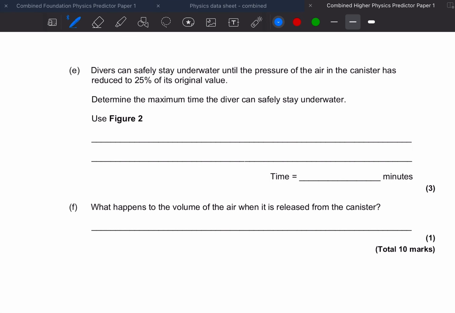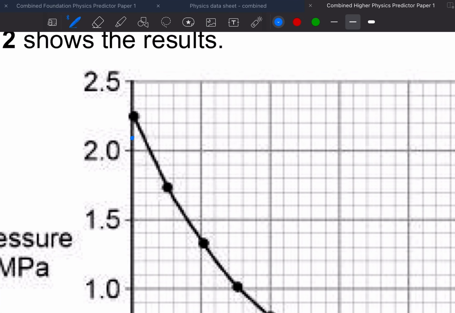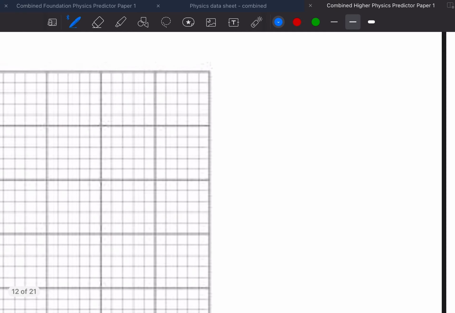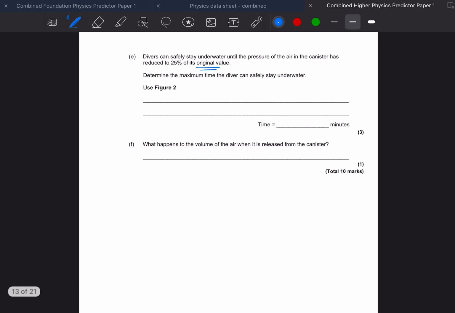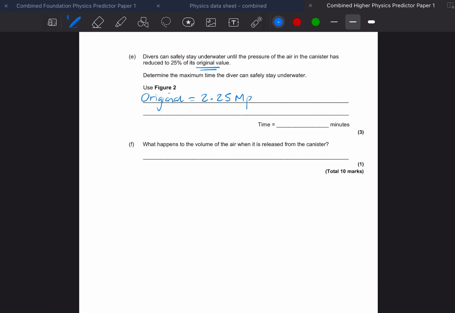Divers can safely stay underwater until the pressure of the air canister has reduced by 25% of its original value. Let's find out what the original value was. The original value was there, so that's 1, 2.5 squares, each square being 0.1. So that would be 2.1, 2.2, 2.25 MPa. So the original value equals 2.25, just checking, yeah, megapascal.